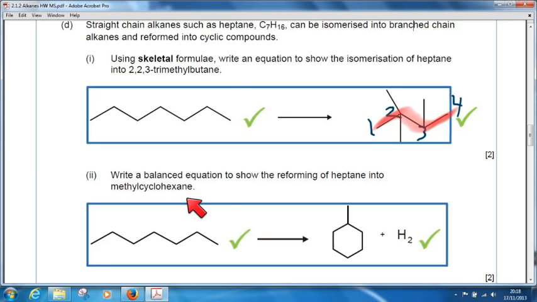In the next question, we talk about reforming, and again, a reminder: reforming is a process in which a hydrocarbon chain is converted into a cyclic compound with the release of hydrogen gas. In this particular case, we're told the product is methylcyclohexane. The cyclohexane is that part over there, and the methyl is this part over here. And to balance the equation, we need H2. This is now a fully balanced equation.